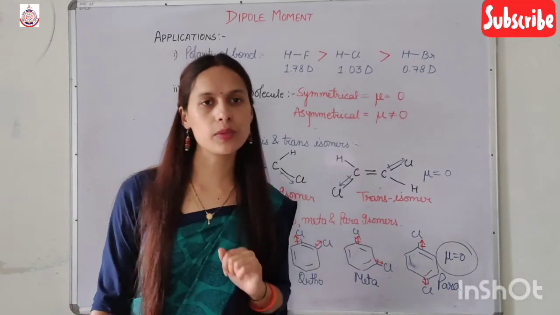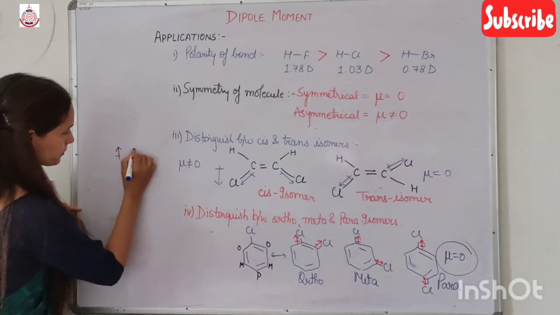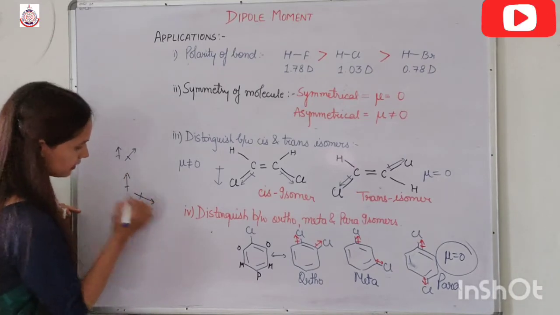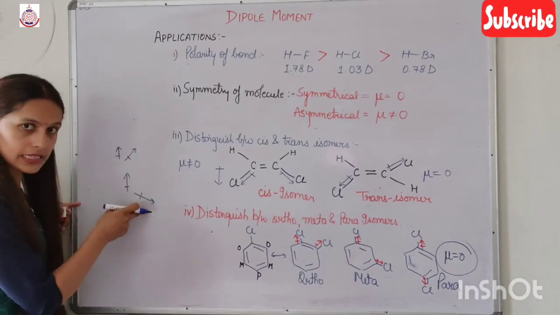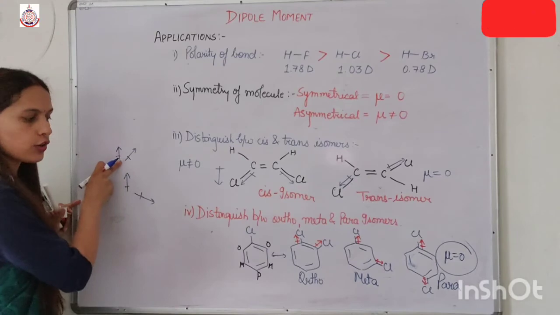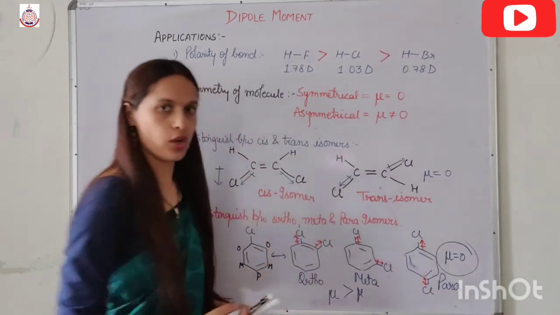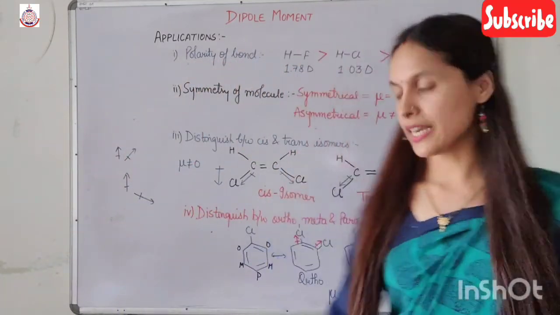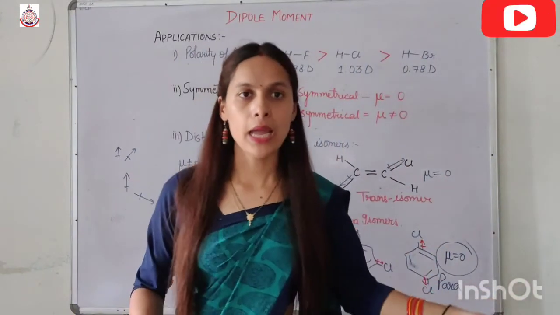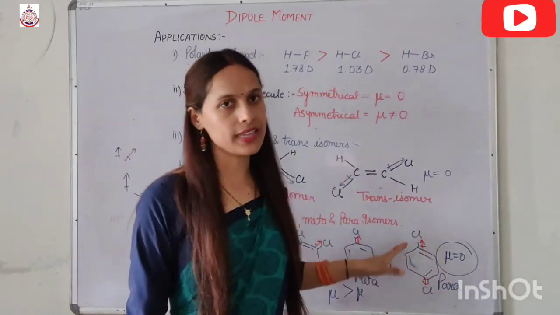Then how can we distinguish between ortho and meta? In this, the resultant vectors are like this. And in meta, the resultant vectors are like this. So there is a gap in these two, as a result of which their net resultant dipole moment is less than that of the ortho. So in meta, the dipole moment is less than that of the ortho. So if we are getting zero dipole moment, then it is para. If we are not getting zero dipole moment, then it should be ortho or meta. But if we are getting more dipole moment, then it is ortho. And if we are getting less dipole moment, then it is meta.